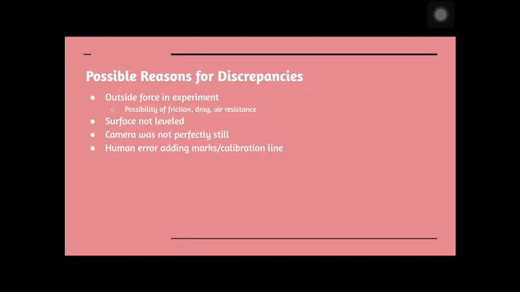Some possible reasons for discrepancies between the predicted and observed models include an external force in the experiment, such as friction, drag, or air resistance that are not accounted for. Further, there is the possibility of the surface not being level, the camera not being perfectly still, or human error on my end while adding my center of mass marks or the calibration line.